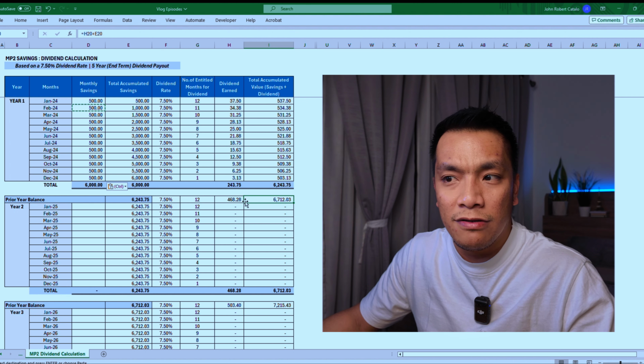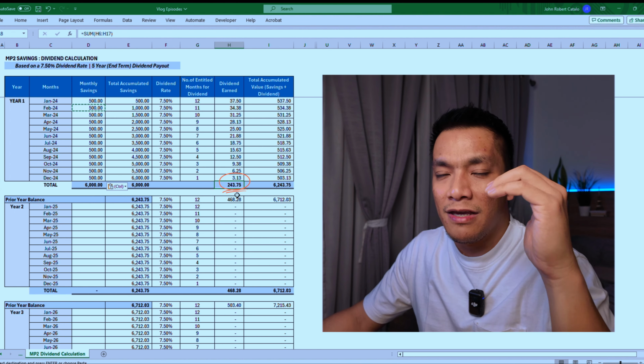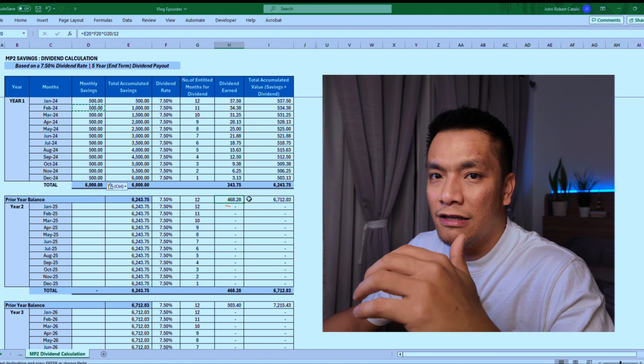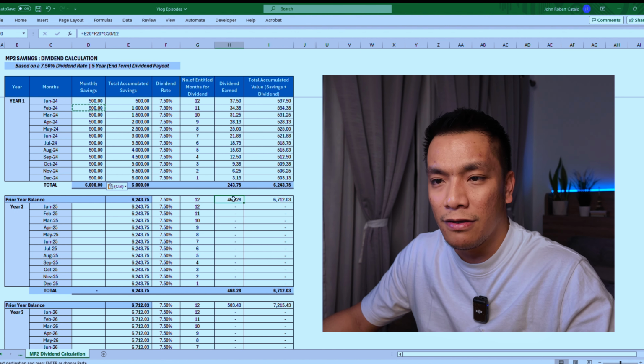So, kung makikita mo agad yung difference, ang dividend earned mo during the first year ay 240.75. But, the balances of the ending of year 1 ay kikita na siya ng 468.28 na dividend sa year 2. So, halos doble siya. Halos doble yung kikitain mo na dividend the following year.